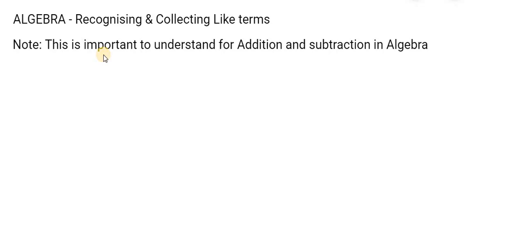Okay. What we've got is algebra, recognizing and collecting like terms. So this is important to understand when you're adding and subtracting in algebra, but we'll come to that later on. When you're recognizing and collecting like terms, you have to treat it like face recognition software. If two things are not exactly the same, they're not like terms, no matter how closely looking they are.